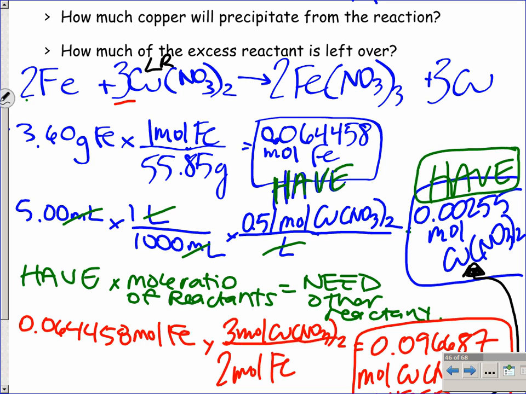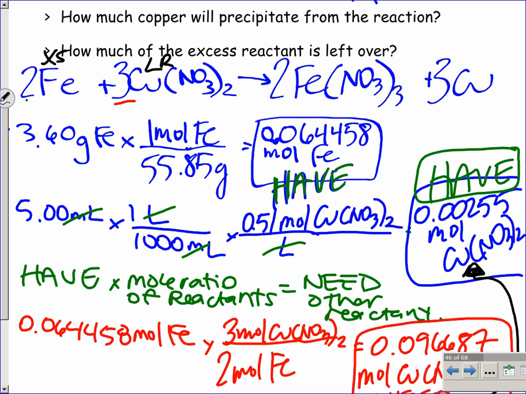So what does that automatically tell me about iron? Megan? It's the excess, right? So if one of them is the LR, the other one is the one that's in excess. All right, so basically the new stuff is done. We've identified our limiting reagent. So now we actually have to answer the question based on our limiting reagent.